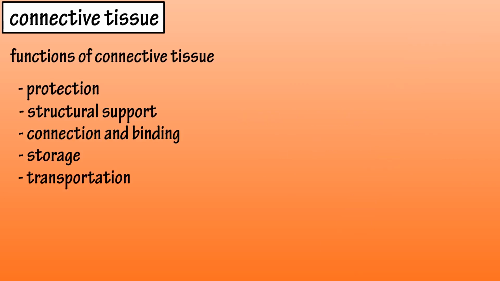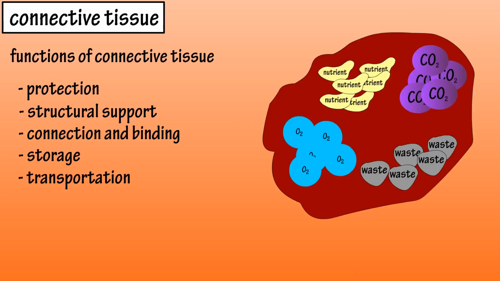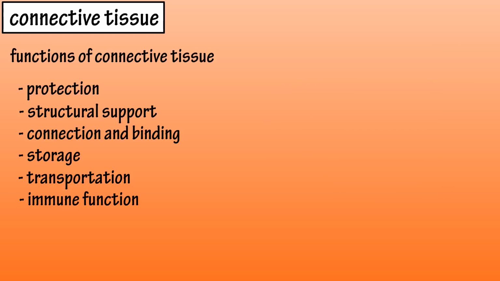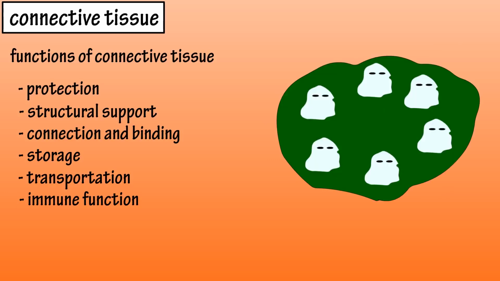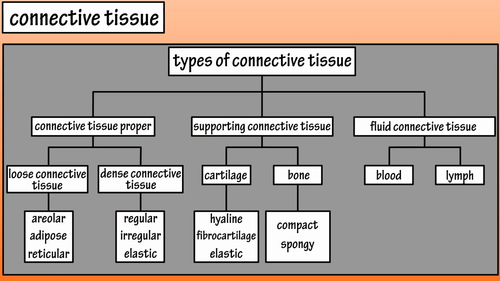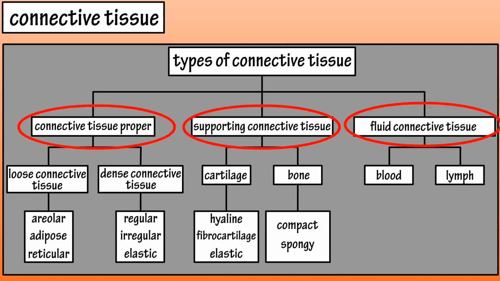It's important in transportation, as blood, which is a connective tissue, transports nutrients, gases, and waste throughout the body. And connective tissue helps with immune function, as many connective tissues contain white blood cells that protect the body from invaders. Now we're going to go through the various types of connective tissues and the basic structure of each of these types. On the screen is a board with the different classifications of connective tissues. As you can see, there are three main classifications: connective tissue proper, supporting connective tissue, and fluid connective tissue.